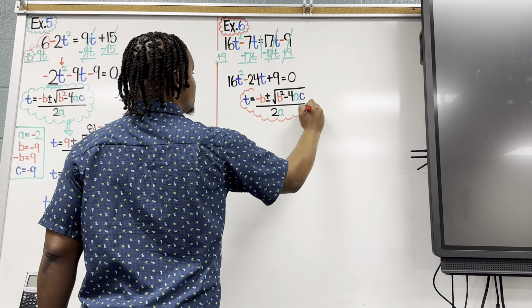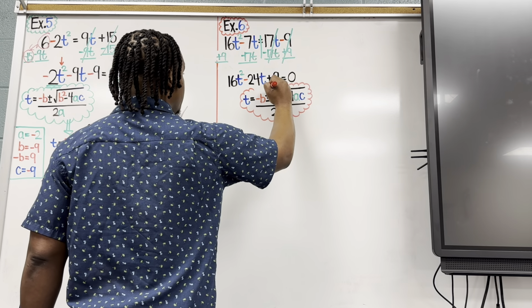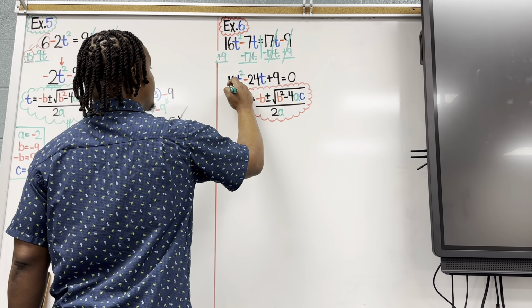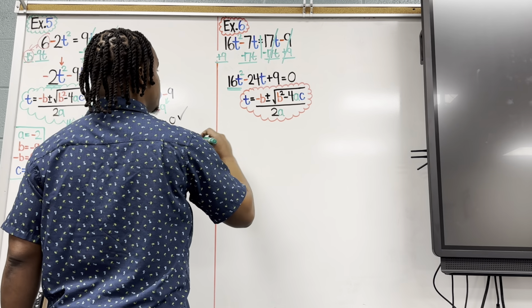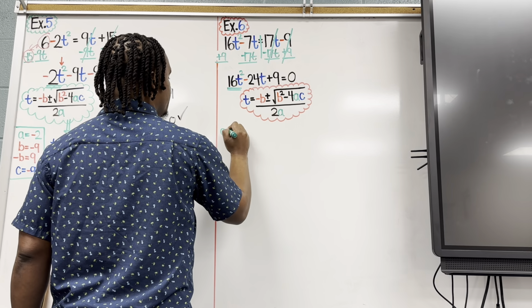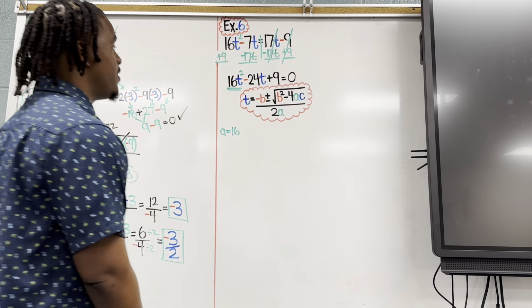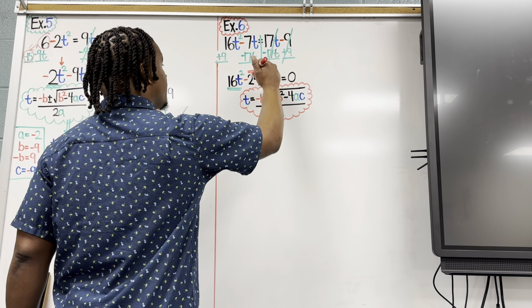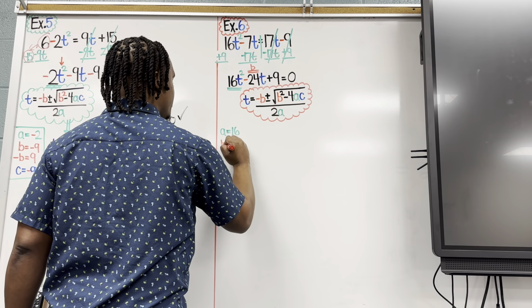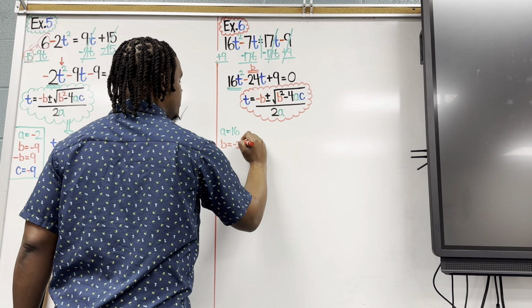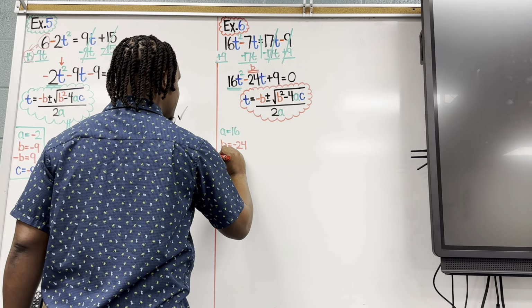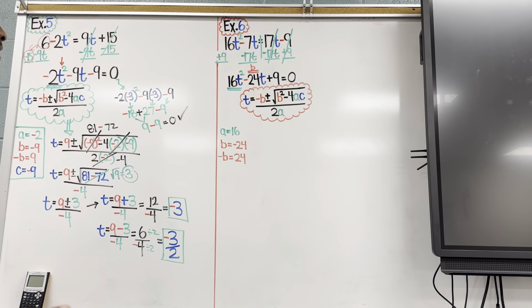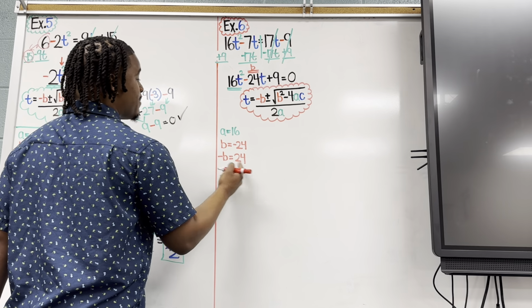All right, so what we're going to do is find out what A is, what B is, what negative B is, and what C is, okay? Now, remember, A is always the coefficient that's attached to the variable that's to the second power. So it's going to be 16t because it's attached to t squared. So A is going to be a positive 16. B is the coefficient that's attached to t to the first power, so negative 24 is B. Now, if negative 24 is B, then negative B is a positive 24. Understand that, all right?